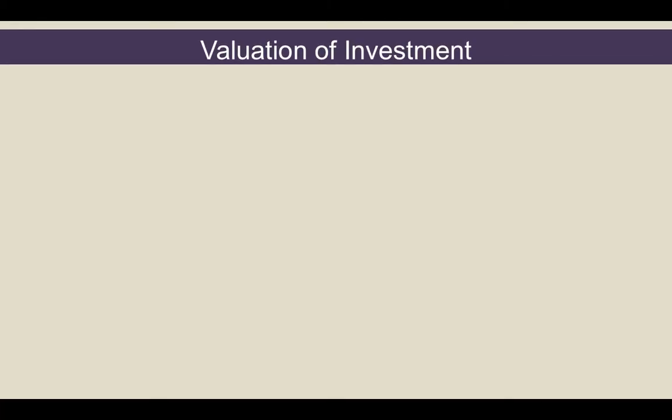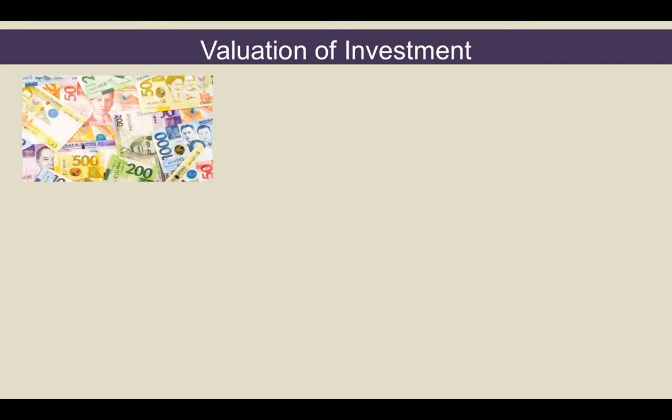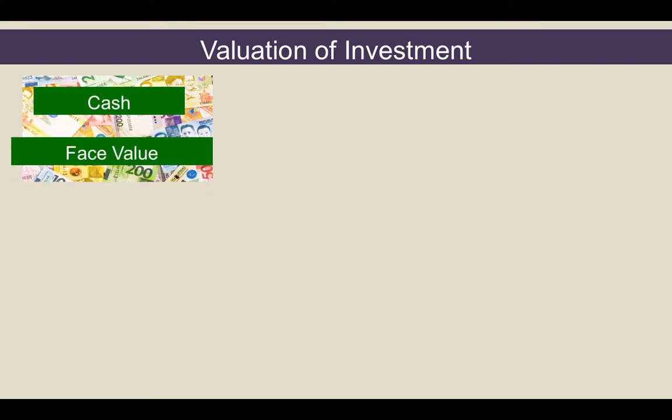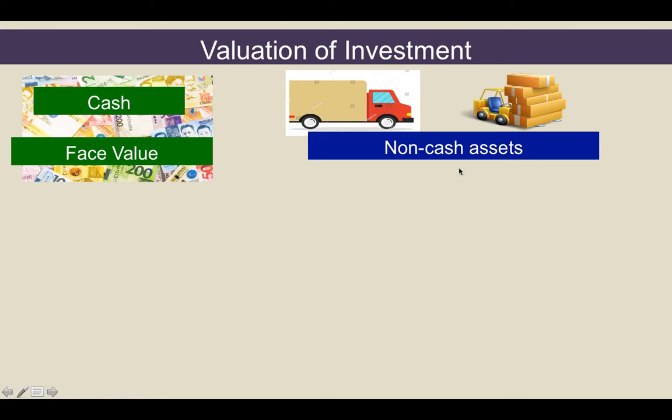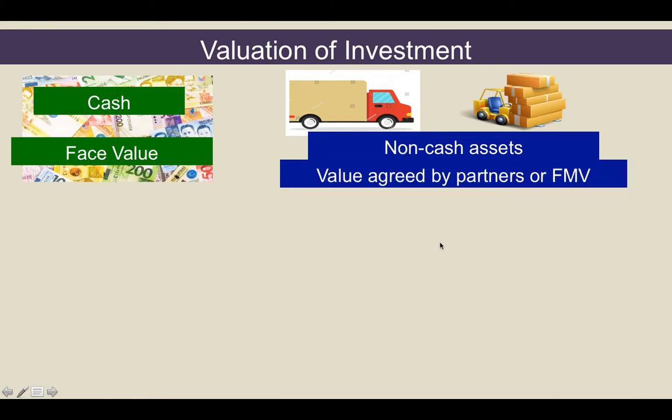How are we going to make a valuation of the investment? If a partner is investing cash, the valuation is at its face value. So if the partner is investing 500,000, the valuation of the investment of that particular partner is 500,000. However, if the investment is non-cash assets, the valuation will be based on the value agreed by the partners.